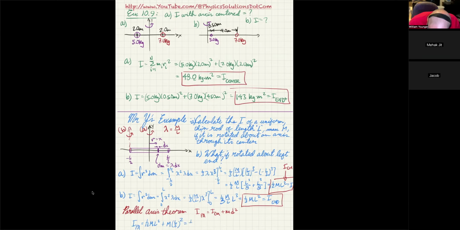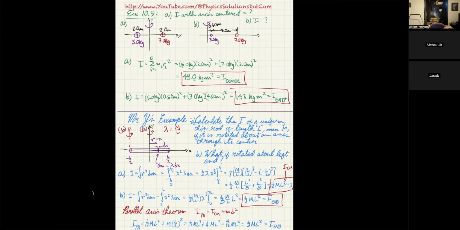So with this, you get 1/12 ml squared plus 1/4 ml squared. 1/4 is the same thing as 3/12. 3/12 plus 1/12 is 4/12. So you get 4/12 ml squared, which is equal to 1/3 ml squared, which is exactly the same thing we got before. So you can see the parallel axis theorem worked.